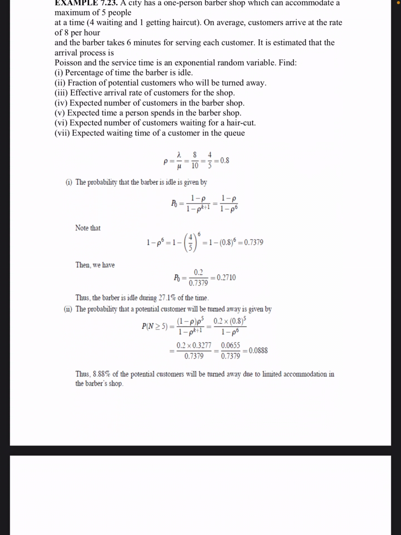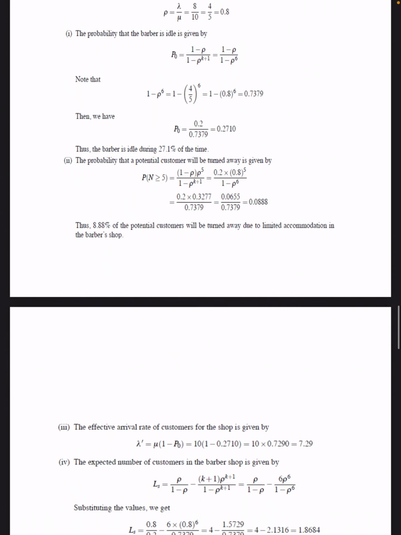Rho is here lambda by mu, that is equal to 8 by 10, that is 0.8. The idle probability, that is P naught, applying the formula, you are getting 0.2717. Second one, you need P of n greater than or equal to 5. So when you are applying 1 minus rho into rho raised to 5 by 1 minus rho raised to k plus 1, you are getting 0.0888.